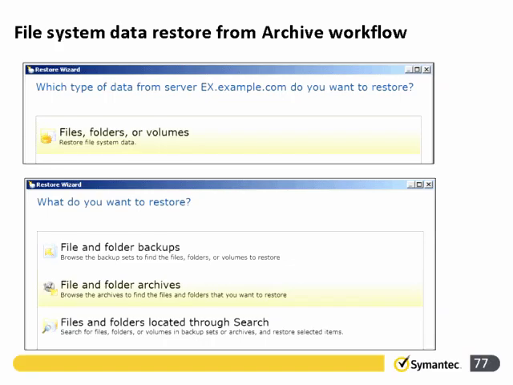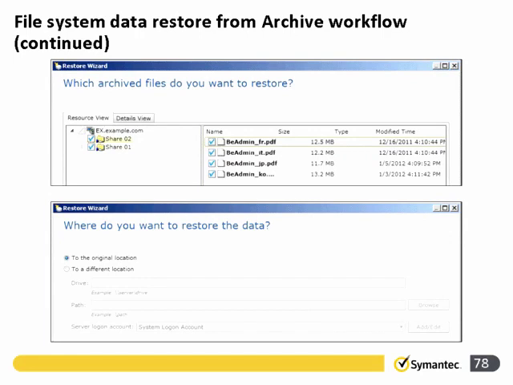To do my restore, it's like any other restore in Backup Exec. We're going to say we want to restore files and folders, but we're going to restore it from archives rather than backup. It will show you all of the files that have been archived, and you select the ones that you wish to restore and then select where you want that data to go.